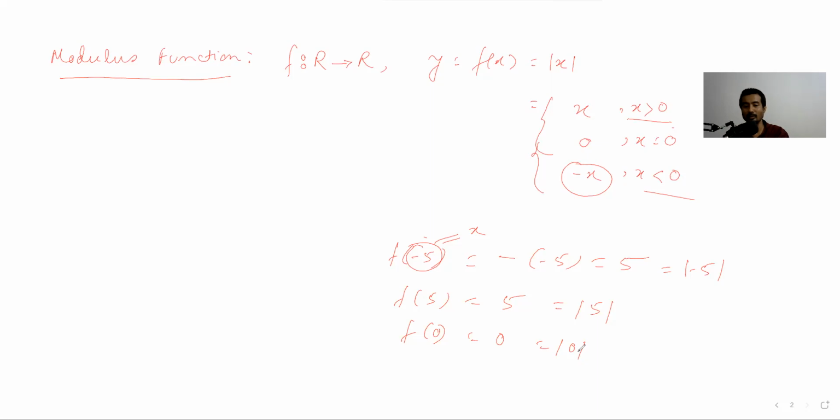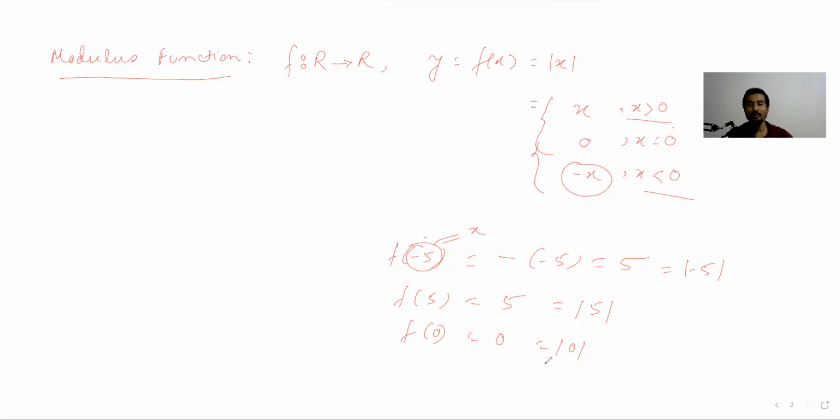This function will give us all the positive values as their outputs, right? Means negative values will have positive images. If you take minus 1, then this will have image as 1. If you take minus 2, then it will have image 2 and so on. So this is how this modulus function is defined.